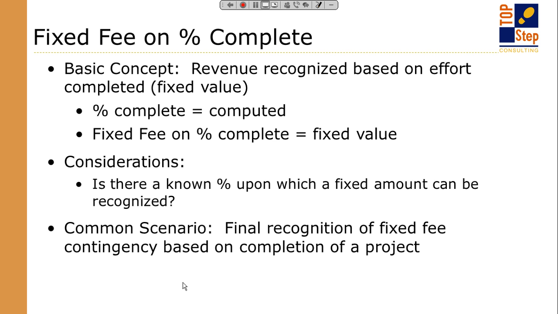And I see this a lot when it comes to things like milestone completion. So when this milestone is 100% complete, I can recognize $50,000. Okay. So the fixed fee on percent complete, I tend to think of it more as a milestone completion approach where you can give your project managers the ability to control the percent complete calculation and the percent complete value at the task or milestone level.